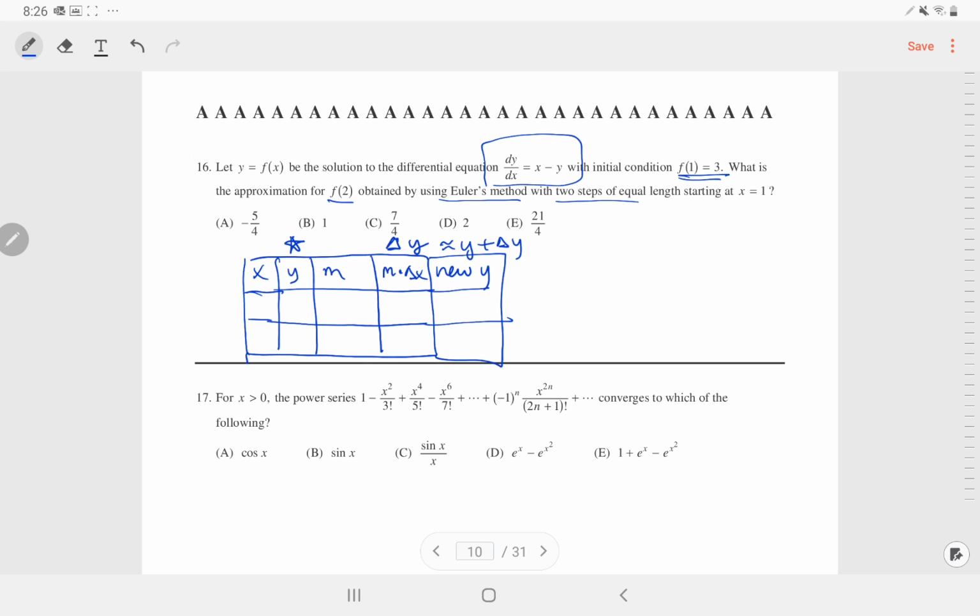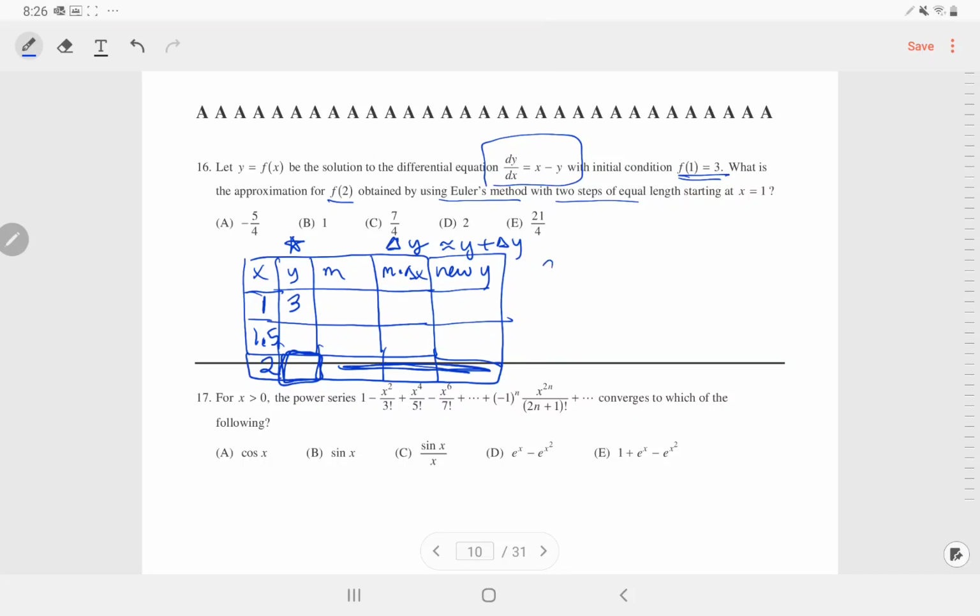Now, it says 2 steps, so I think that we're going to need another row. So let's see. They gave me 1, and they want me to find two equal steps. So that would be 1.5 and then 2. And then they want this number. They do not want the rest of it. So let's cross that out at the beginning. So the y value is 3.